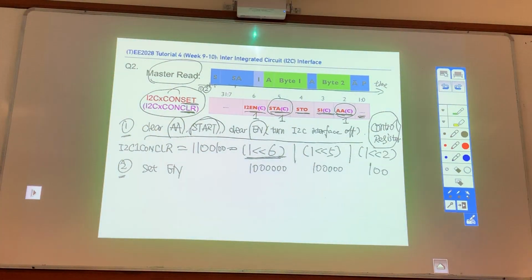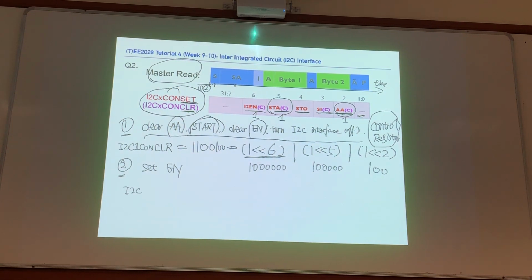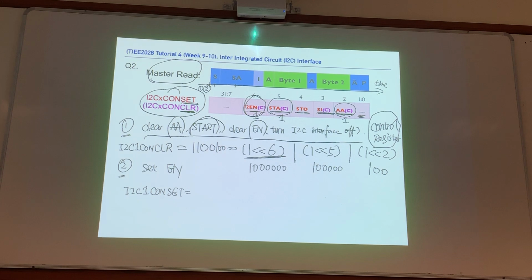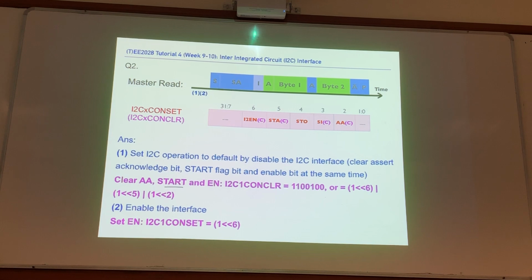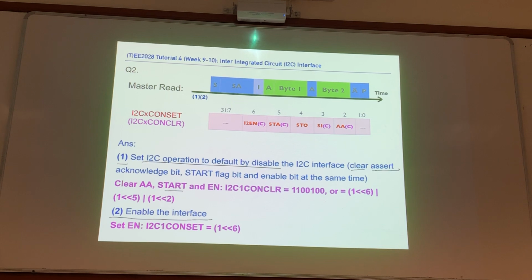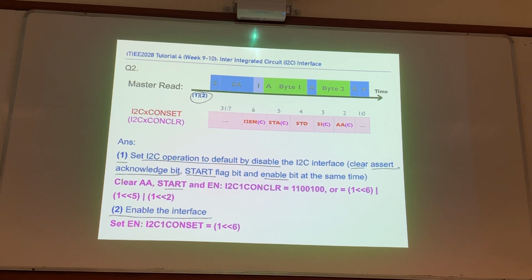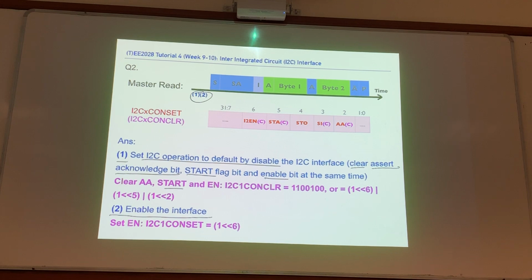Okay? So how to turn it on? Which register you need to modify? Set register. I2C1 con set. You want to write this location 1. Yes. Right? So you do 1, left shift 6. Okay? So this is step 2. Okay, so this you turn on this one. Okay? Enable your interface. Okay, so the step 1 is turn off, clear your assert acknowledge, start and enable. Okay, then basically you are here. Can you see that your step 1 and 2 is something before your start. Now you are ready to send start.